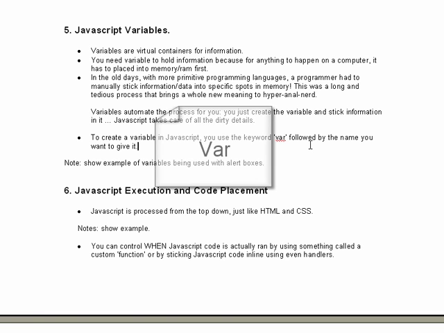So you've got to understand that when you use the var keyword in JavaScript, basically you're automating the process. Variables automate the process for you. You just create the variable and stick information in it. JavaScript takes care of all the dirty details. And of course, to create a variable in JavaScript, you need to use the keyword var followed by the name you want to give it.